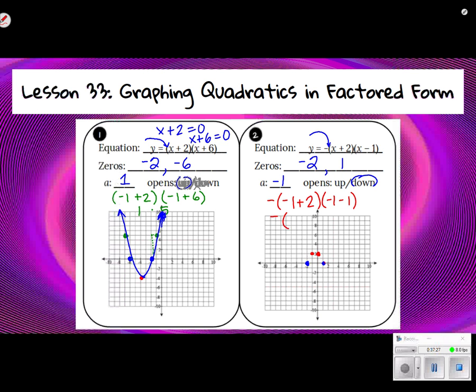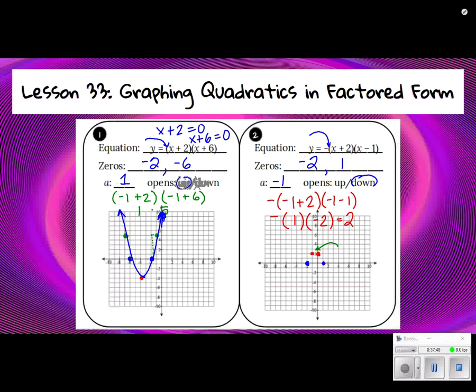So -1 plus 2 is 1. And then -1 minus 1 is -2. So we end up with a -1 times a -2, which is a +2. So that means the vertex is going to happen somewhere in here. We're not 100% sure where. Let's say we want the graphing calculator to help us.